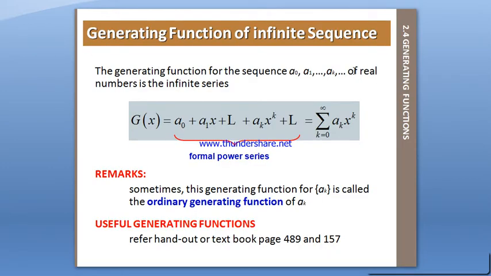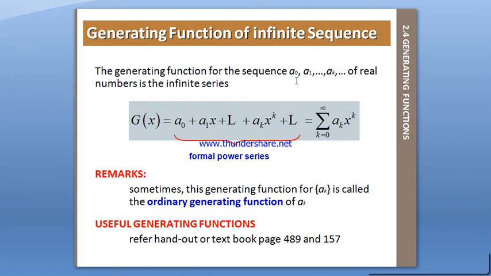Now let us see what a generating function is first. Suppose there is an infinite series with the terms a0, a1, a2, and so on, ak, and so on, of real numbers. Then the sum corresponding to these terms of the sequence can be written as a0 plus a1 into x plus a2 into x square and so on, plus ak into x power k plus so on. This infinite sum is called a power series.